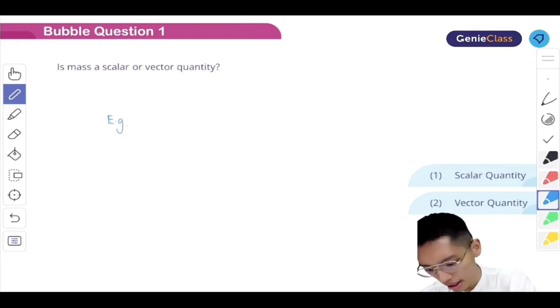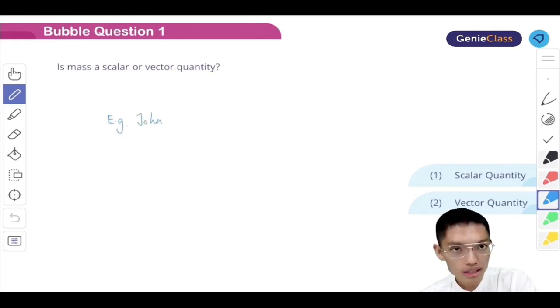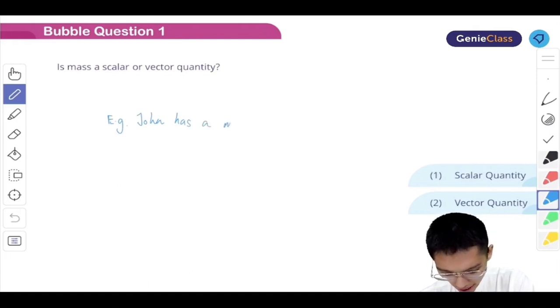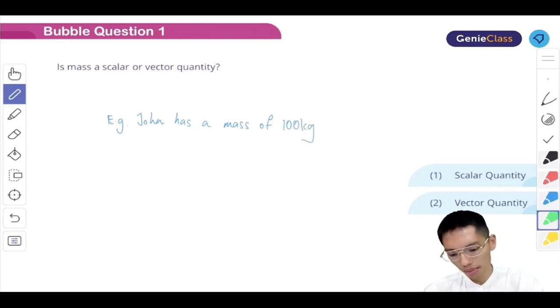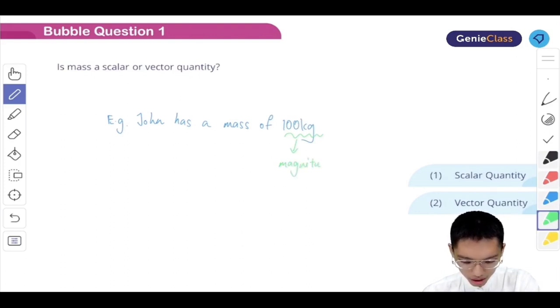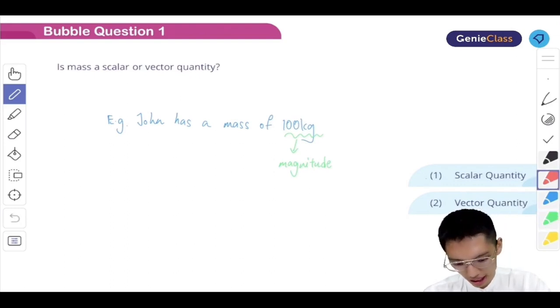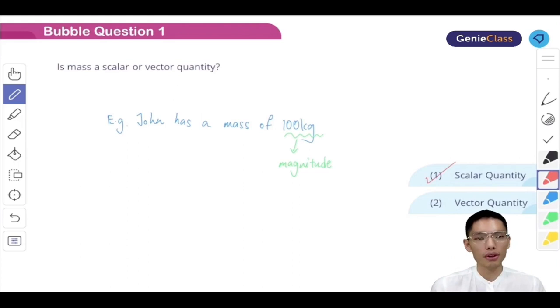That's a good sign. Okay, so what is mass? Let's have an example. John has a mass of 100 kilos. Now with 100 kilos, I'm telling you how much it is, so the magnitude. But there's no direction. I'm not saying 100 kilos east or 100 kilos west. It doesn't make sense to say that. So therefore, the answer is scalar. This one is quite straightforward.